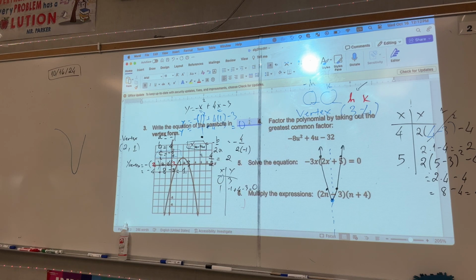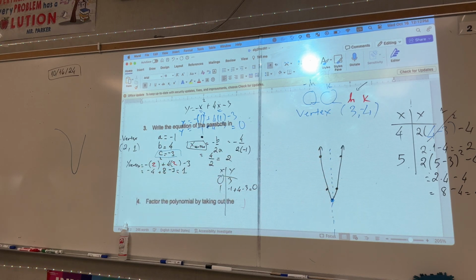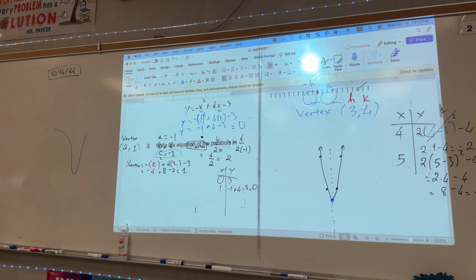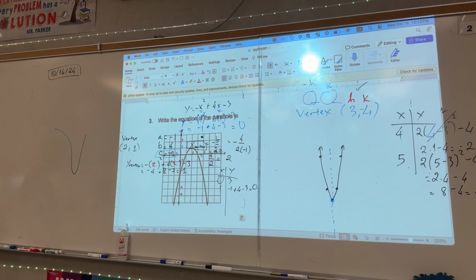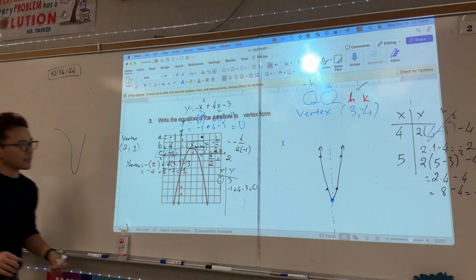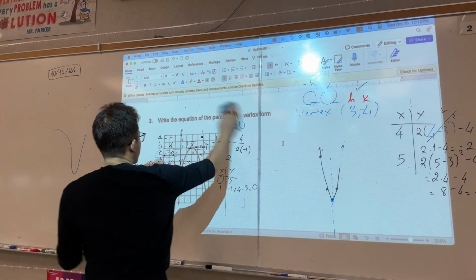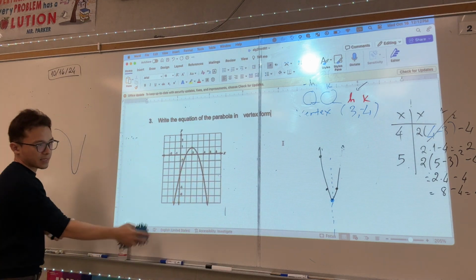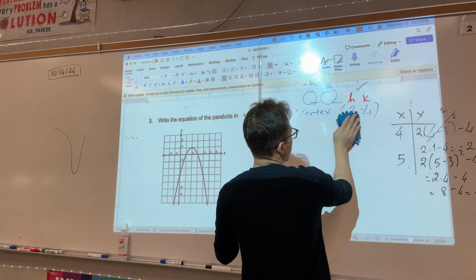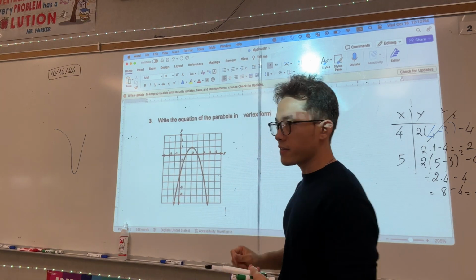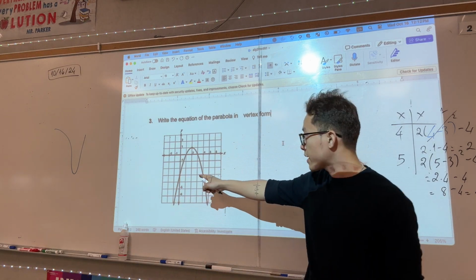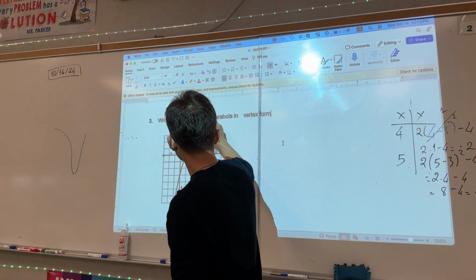Write in vertex form. A lot of you were confused on writing the standard form. Okay, vertex form. Okay, let me erase this. So that's question 3 on your quiz. Not exactly the same, but this is how you gotta do it. All right, what's the first thing you can do? Look at the graph. You can tell right away the vertex. What is the vertex here? 2, 1.